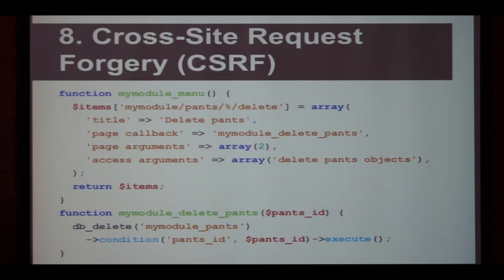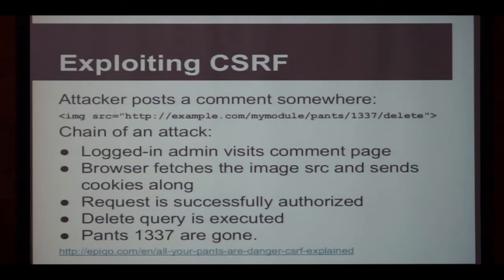And then the second function in this example is the actual page callback that takes a pants ID. And what I'm going to do when I receive a request at that URL, I'm just going to delete the pants. I specify the pants ID to the database, and I run the execute query, and everything is fine, right? So what could be wrong with this example? How would you exploit that?